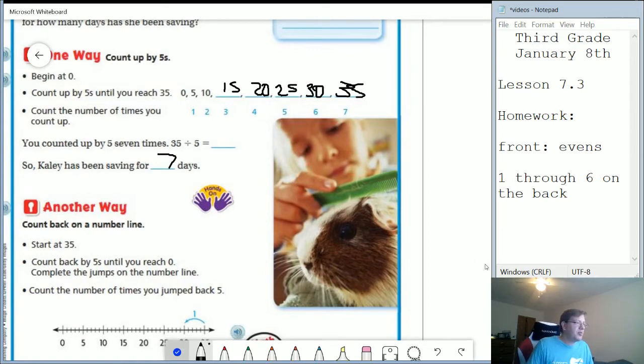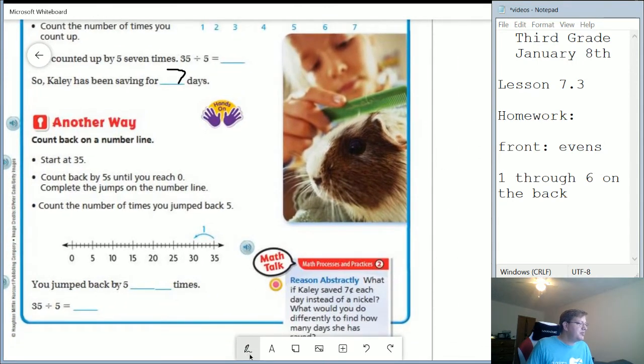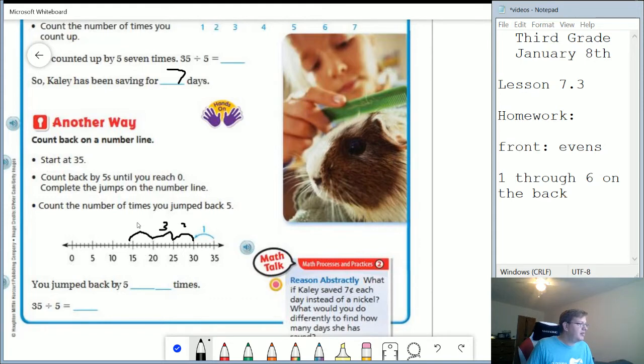We can do the same thing with the number line. So using the exact same problem, we would skip backwards. So here's our first skip, then our second, our third, our fourth, which it looks like I missed a little bit. I'll have to fix that on the next one. Fifth, sixth, and seventh. And so we would jump back by 5 7 times. And so that would give us the answer 35 divided by 5 is equal to 7.